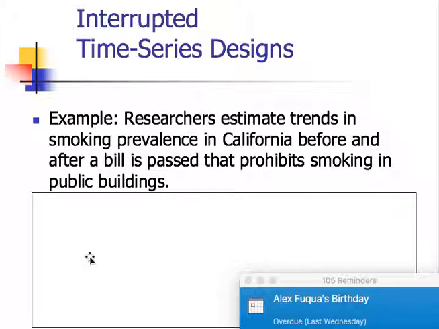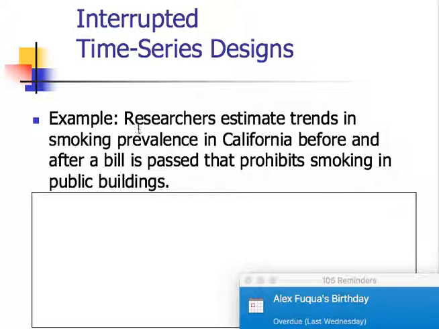Another example is researchers have estimated trends in smoking prevalence in California before and after a bill is passed that prohibits smoking in public buildings. So they look several years before, or some amount of time before, then there's a law that's passed, and they look at what happens after. And then they see, okay, did people smoke less? And in many types of laws that were passed, they did smoke less.